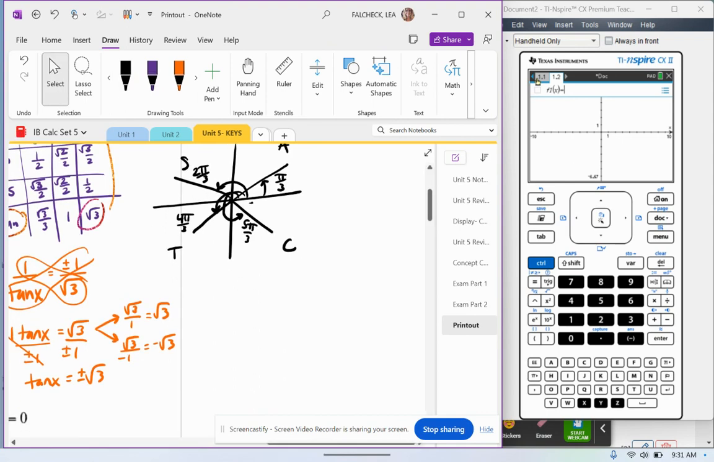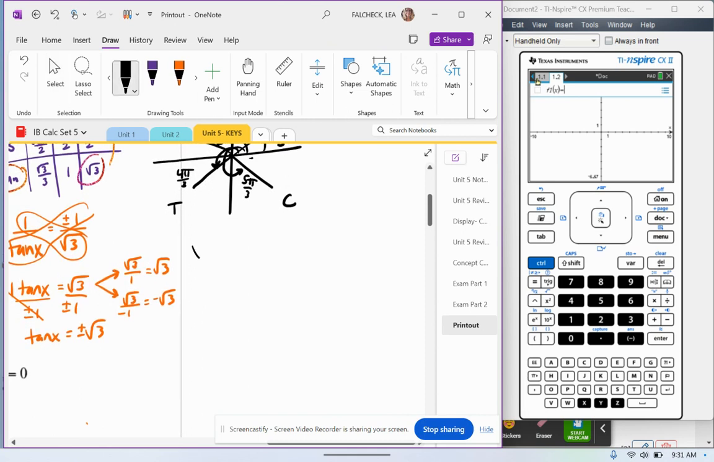Perfect. Okay, so now I've got x is equal to pi over 3, 2 pi over 3, 4 pi over 3, and 5 pi over 3. Boom.